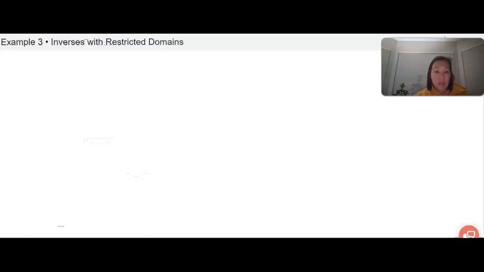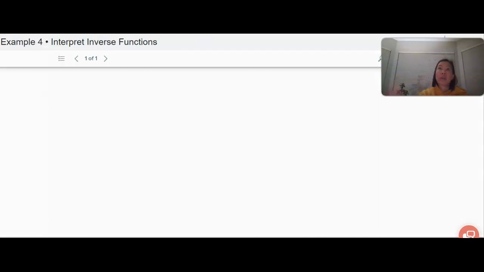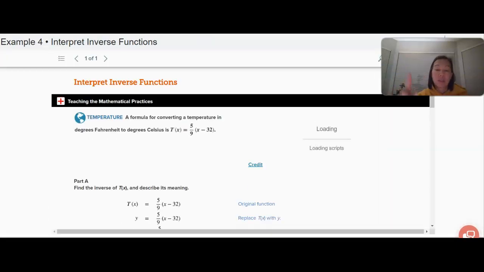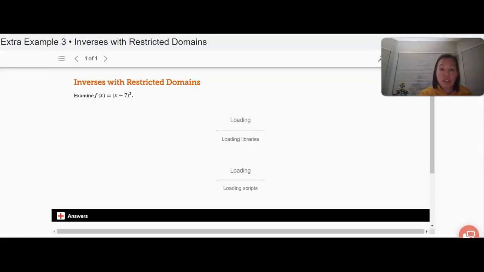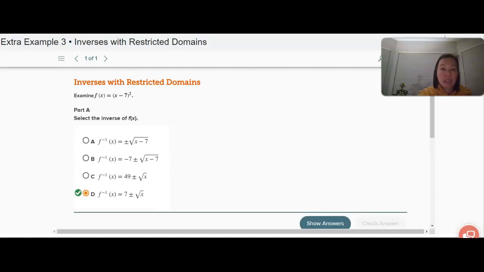So those are our steps for finding inverse. We're going to talk a little bit in class about inverses with restricted domains, and I'm not a huge fan of this example here.